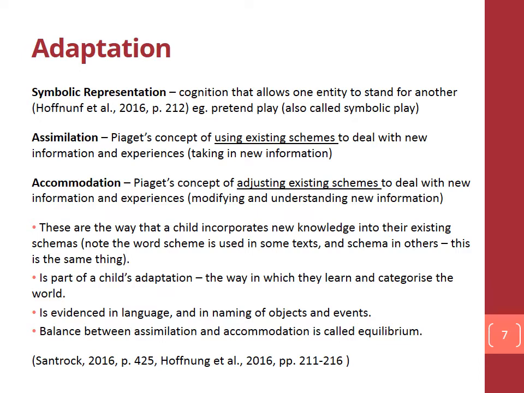So when a child sees a zebra for the first time, she or he may call it a horse. So the child initially assimilates the information into her schema for a horse. But when the child accommodates the information, she takes into consideration the different properties of a zebra compared to a horse, and that might have something to do with stripes and different colours. And eventually she or he may learn the name zebra, and then she's accommodated that particular concept.